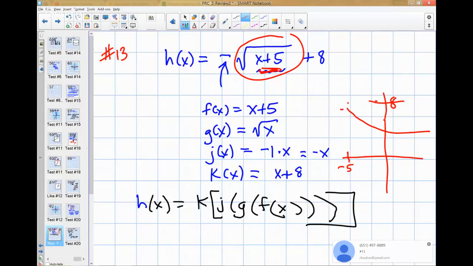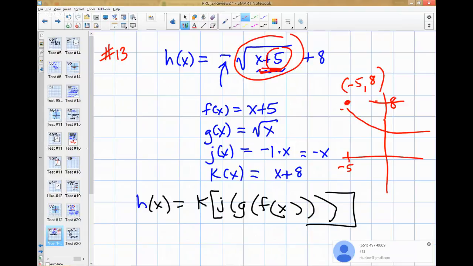Do you follow? So just to go through it again, it's a square root. It's an upside down square root because of the negative. It's moved to the left 5 because of this +5, and it's shoved up 8 units. So if you get the picture here, this is the point -5, 8. That's where the graph's going to start. It's going to be one of those half parabolas, but it's a downward one because of the minus sign. So that completes what number 13 was supposed to look like.